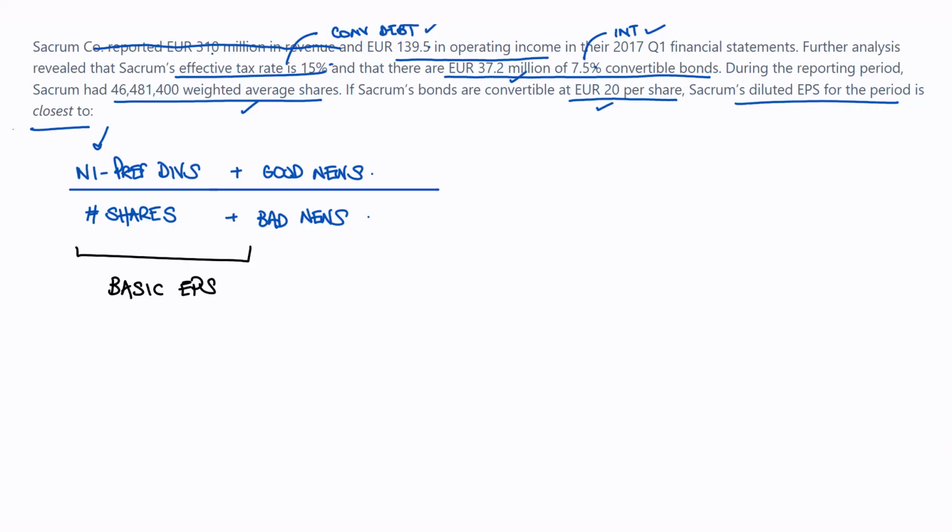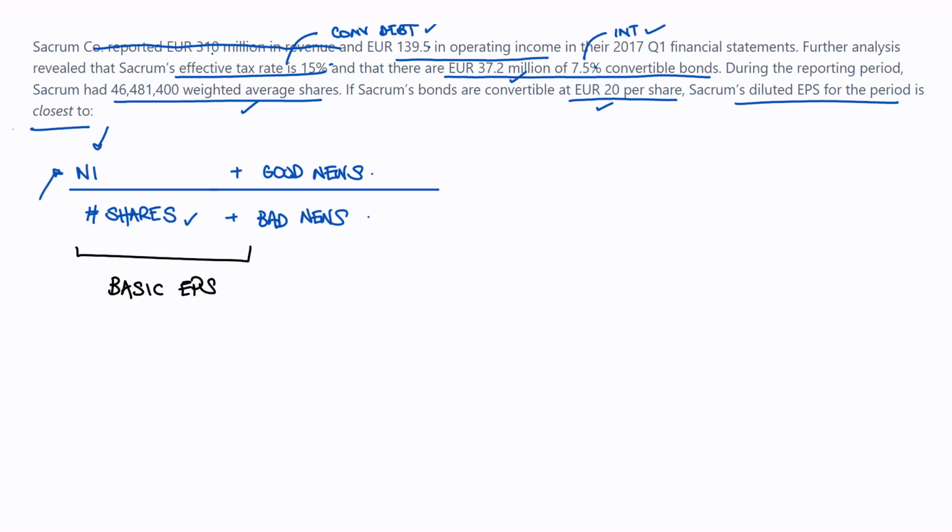Calculate diluted EPS. Okay, I will. Well, what strikes me is I have this. There is absolutely no mention of preferred divs. If there's no mention of them, I don't want to make them up. They're not there. Let's just ignore them. So I need net income. I have the number of shares. I need to calculate the good and the bad news.